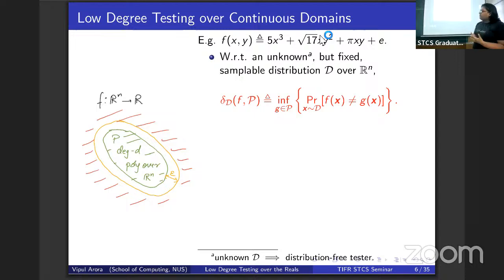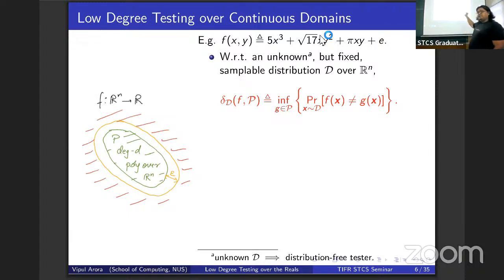So the first problem in this extension over reals is you need to define the distance notion appropriately. The distance notion in the finite domains was the L1 distance with respect to the uniform distribution over F^n. But you don't have any uniform distribution over R^n. So you define the distance notion with respect to the distribution that you want to test. You take an unknown but fixed sampleable distribution D supported over R^n. You define the distance of f from the property P with respect to D as: you take the closest member g in the property P, and you take the minimum fraction of the mass of the distribution D on which f needs to be changed so that it becomes equal to g.